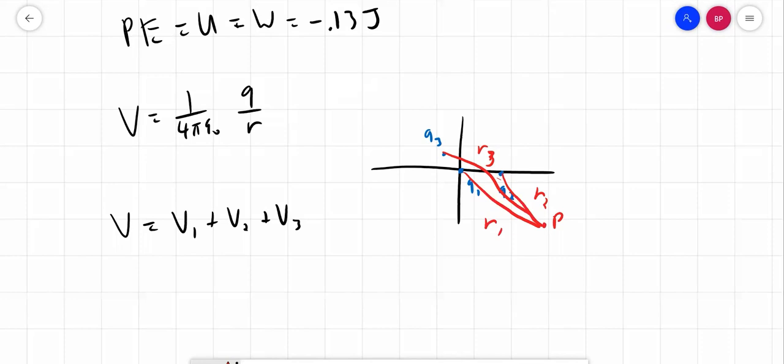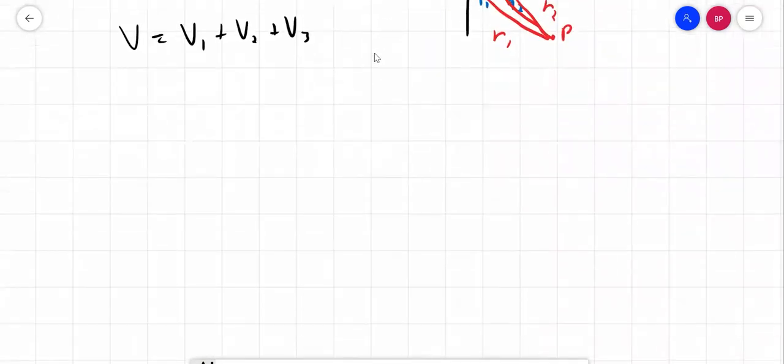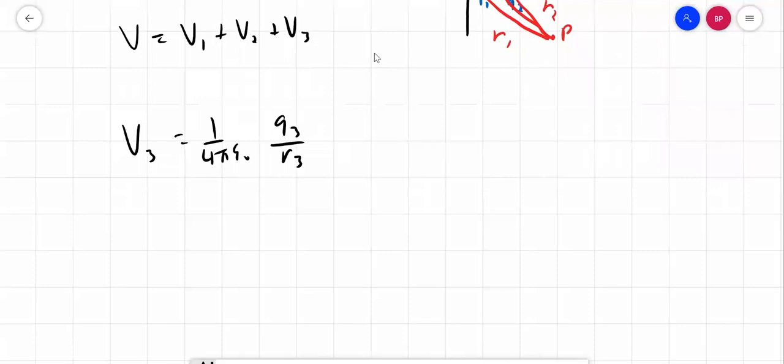Now, when we're adding our electric fields together, we had to add the X and Y parts, but the voltage is just a number. So we just straight add those. And so I'll find the voltage due to 3, but the voltage due to 1 and 2 work exactly the same way. So the voltage due to 3 is 1 over 4 pi epsilon naught times Q3 over R3, where R3 is the distance between Q3 and our point where we want to know the voltage.